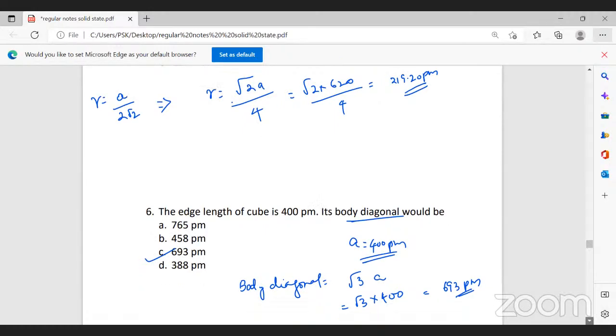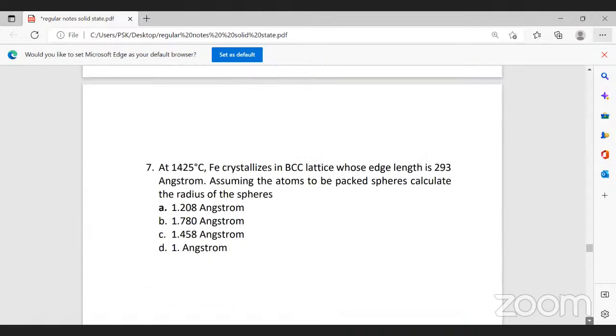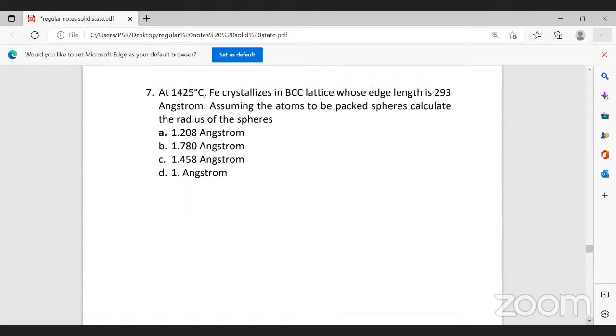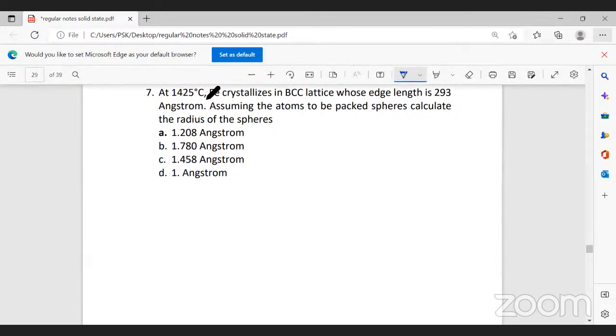Students, did you follow this? Yes, sir. Another one or two classes, we should finish this chapter. All right. Now, at 4,425 degrees Celsius, iron crystallizes in BCC lattice, whose edge length is 293 angstrom. Edge length a is 293 angstrom unit. Assuming the atom to be packed spheres, calculate the radius of the sphere.